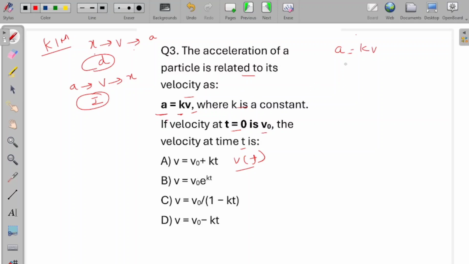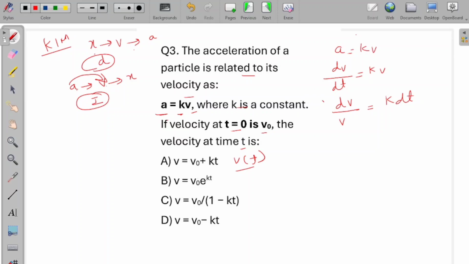Now A can also be written as dv by dt and this is equal to kv. If we transfer velocity here, this expression then becomes dv upon v equals k dt. Now on integrating, let's see what we will get, because as I told you, when we go from a to v to x, we have to use integration, and we are going from a to v, so we will have to integrate, right? Let's integrate.